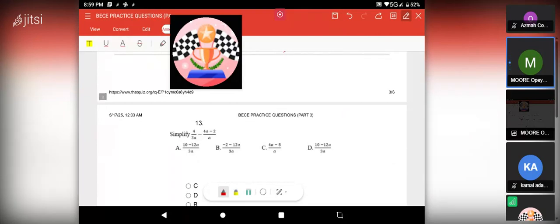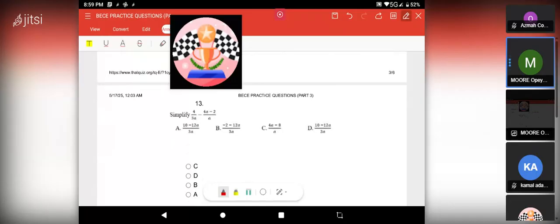The next one says simplify. This is algebraic fraction. It is algebra, but you can see that it is in form of fraction. 4 over 3a minus 4a minus 2 over a. This is like fraction. So you need to find the LCM of the denominators, which is going to be 3a.